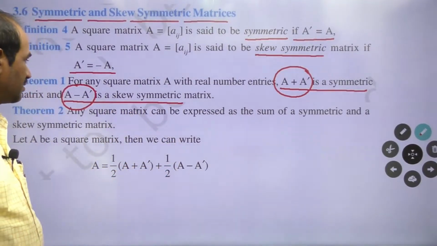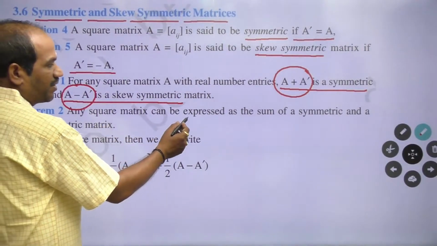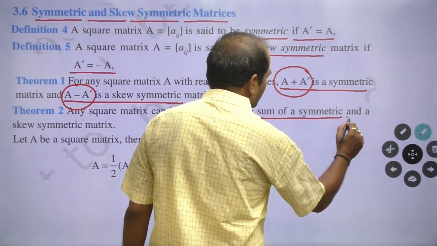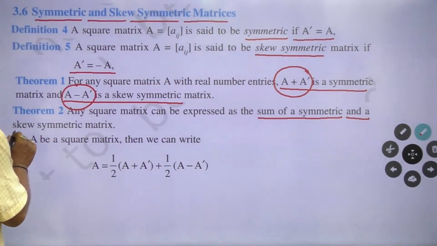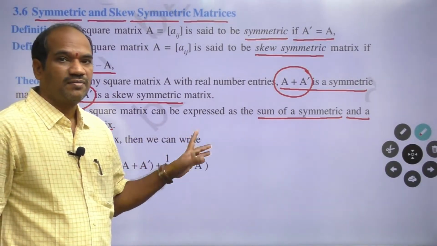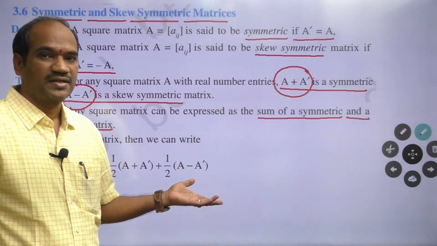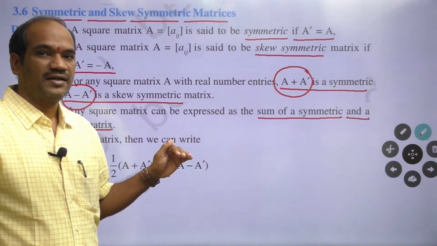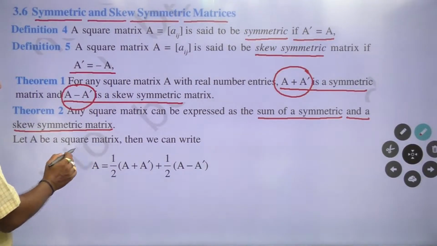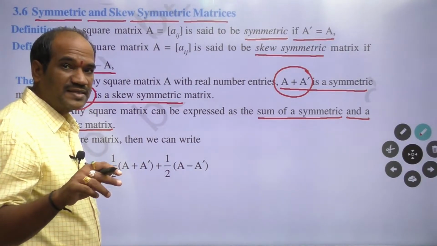Next, the second property. Any square matrix can be expressed as the sum of a symmetric and a skew symmetric matrix. That is, let A be a square matrix, then we can write it as the sum of a symmetric and a skew symmetric matrix.